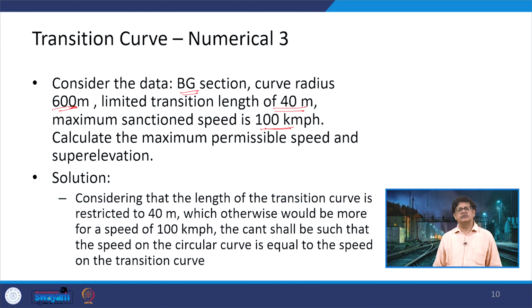Now, here when we are considering the length of the transition curve, which is being restricted to 40 kilometers per hour, whereas if we talk about 100 kilometers per hour as the maximum sanctioned speed, and if we try to calculate the length of the transition curve with respect to that, it would have come more. So, here the cant has to be such that the speed on the circular curve is equal to the speed on the transition curve. That is the case which we will try to satisfy because of this restriction.